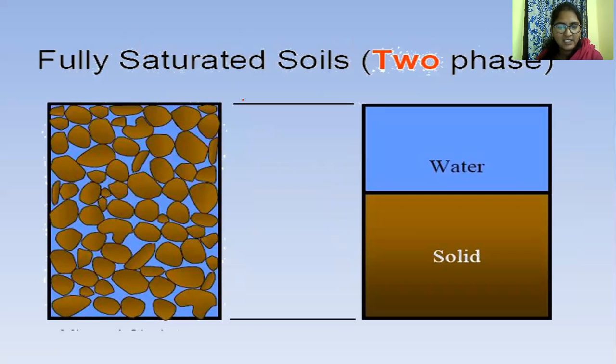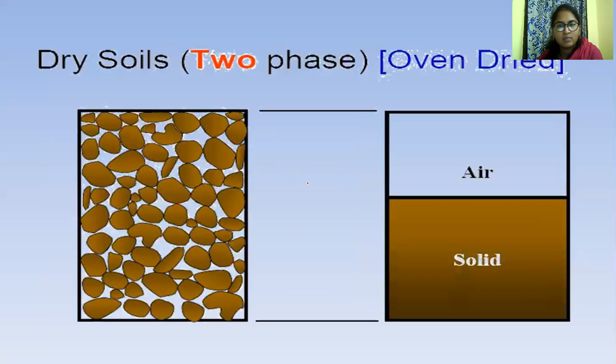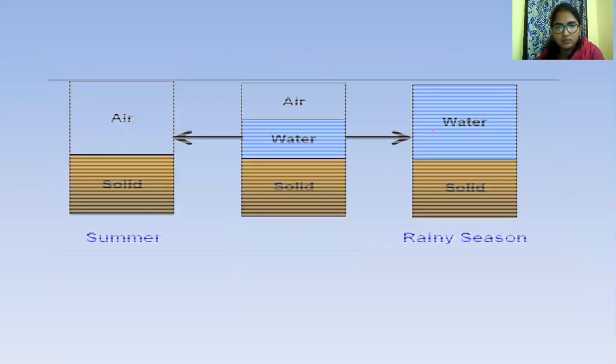In the fully saturated condition, for example oceans or seas, water is stagnant on top of the surface and below it, in the soil. Between the soil particles, the voids are filled only by water, with no air gaps in the fully saturated condition. But in the summer season, the voids between the soil particles are filled by air only. This is the three-phase diagram during the summer season and the rainy season: solid, water, air.